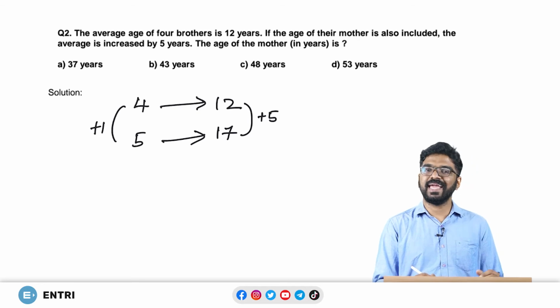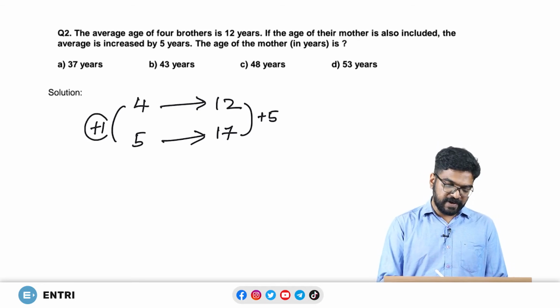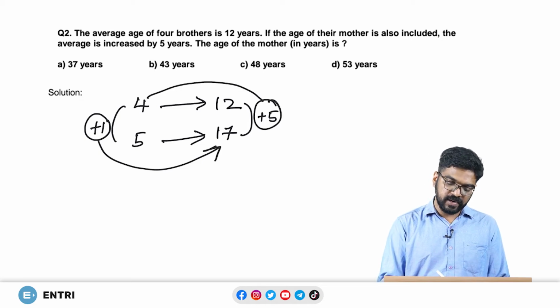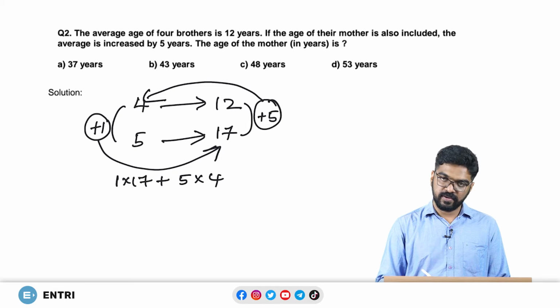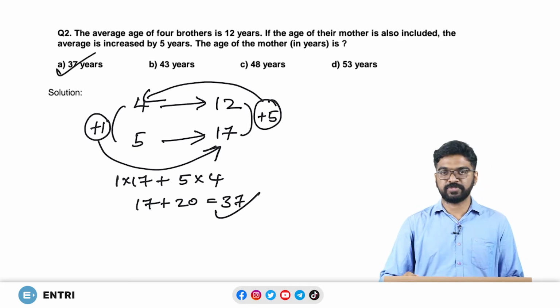So how will you find the age of the mother? What we have to do here is, as I told you before, this value multiplied with the bottom right value, this value multiplied with the top left value. So when you do that operation, what we get is 1 into 17 plus 5 into 4. The resultant value will be 17 plus 20, which is equal to 37 years, and that will be the age of the mother. Hence your answer is option A.